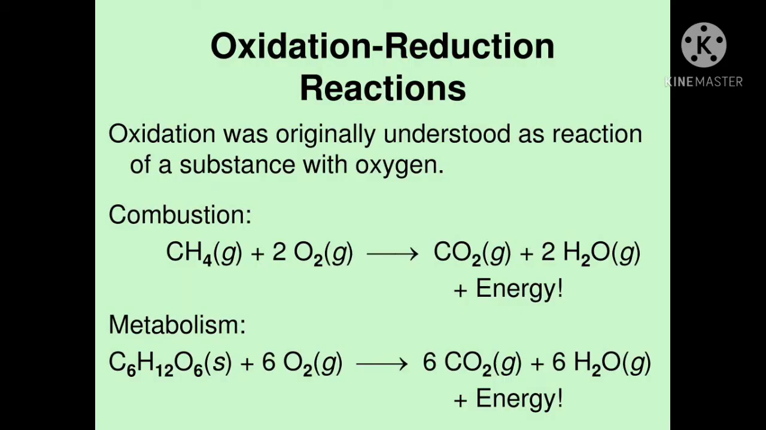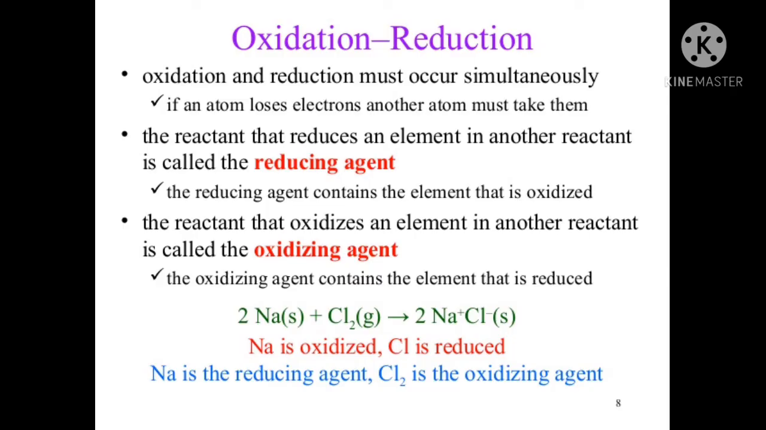Next, we saw what an oxidation reaction and a reduction reaction are. Oxidation is a process in which oxygen or an electronegative element is added, and reduction is a process in which addition of hydrogen or an electropositive element takes place. Oxidation and reduction must occur simultaneously.